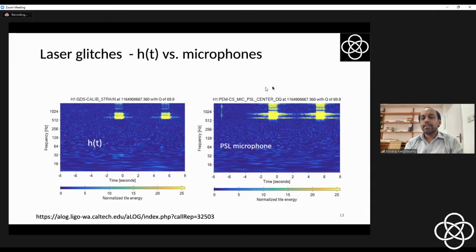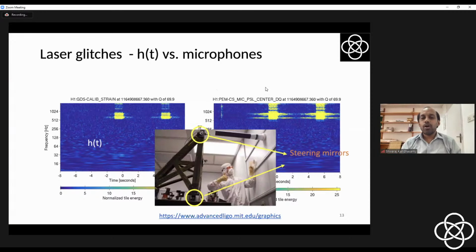So basically, there was a phone that was kept in the PSL, the laser room, and they forgot to disconnect it. So someone probably got a random call on that phone, and it rang, and it produced a sound, and that also affected the strain channel in our detector.